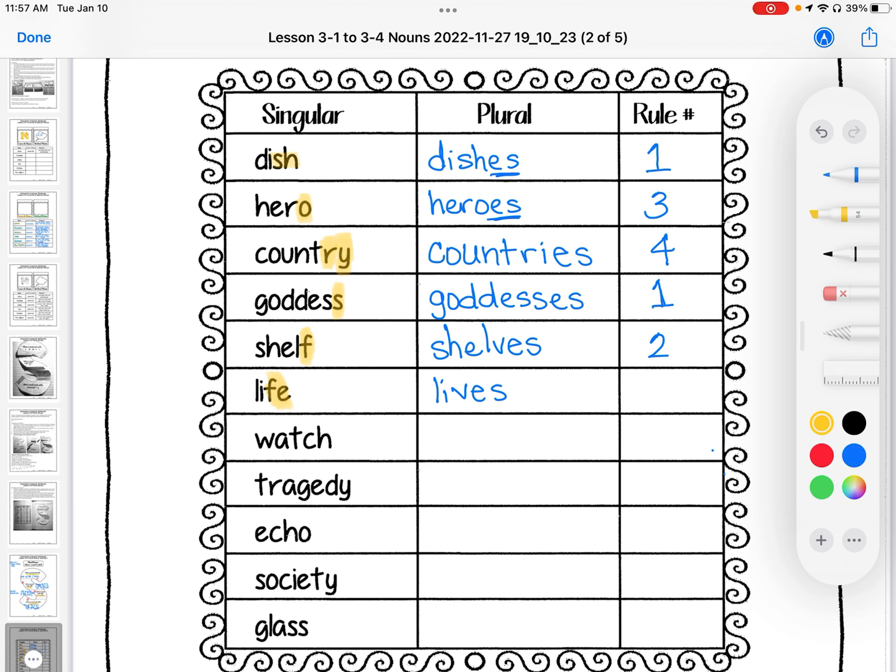Okay, watch. Watch ends with a CH, and rule 1, let's rewind. This is rule 2. Okay, so rule 1 says CH. That's rule 1. So I add ES onto the end. I don't change anything, I just add ES.